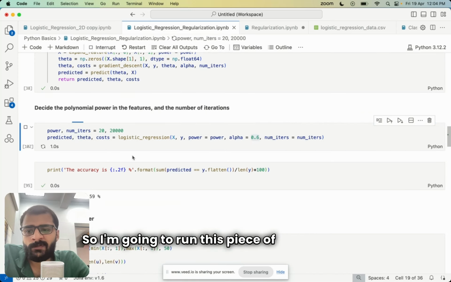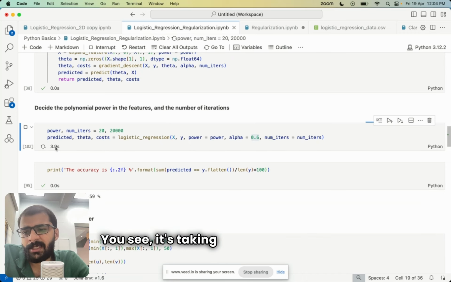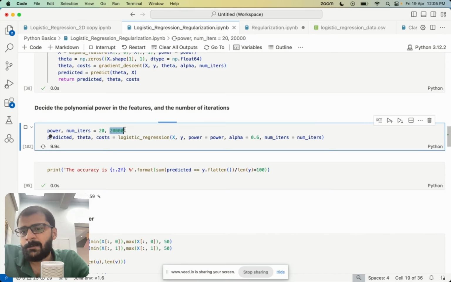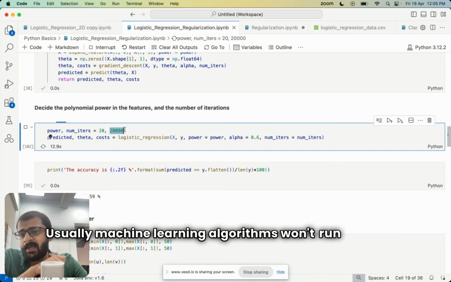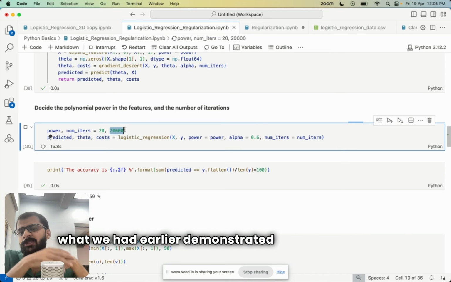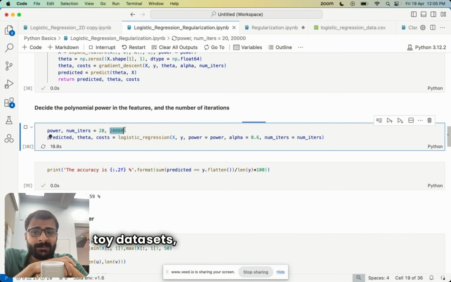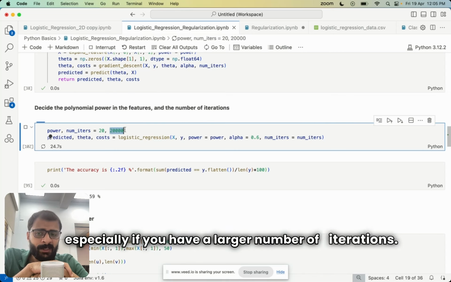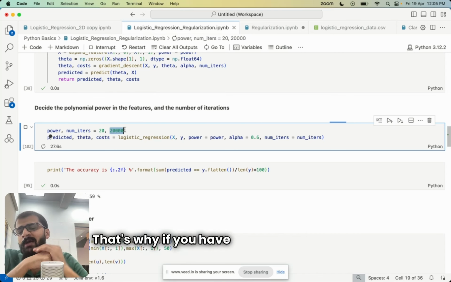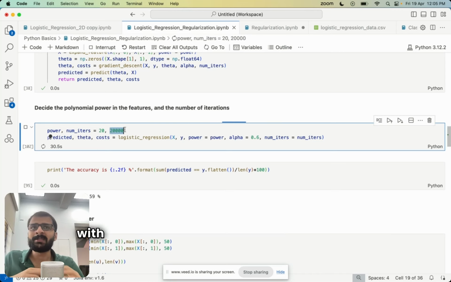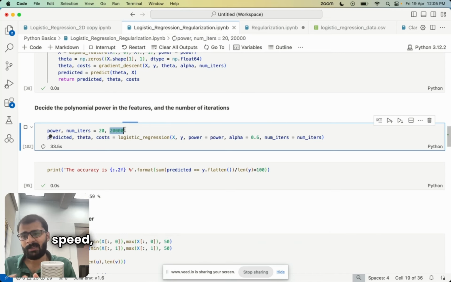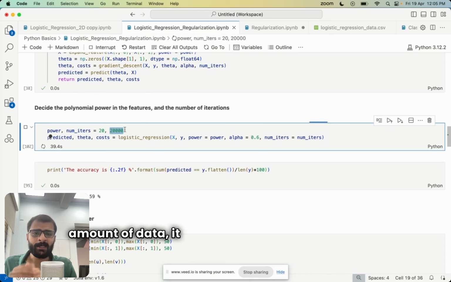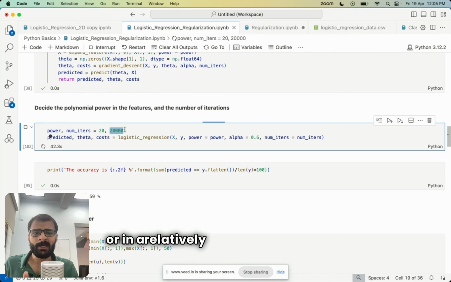So I'm going to run this piece of the code now. You see it's taking a bit of time because we have 20,000 iterations which need to be completed. Usually machine learning algorithms won't run as quickly as what we had earlier demonstrated on toy problems or toy data sets, and they do take some time, especially if you have a larger number of iterations. That's why if you have a computer or a CPU with a higher processing power or with a higher processing speed, then it's generally good because if you have a large amount of data, it can process that data in a relatively short amount of time.